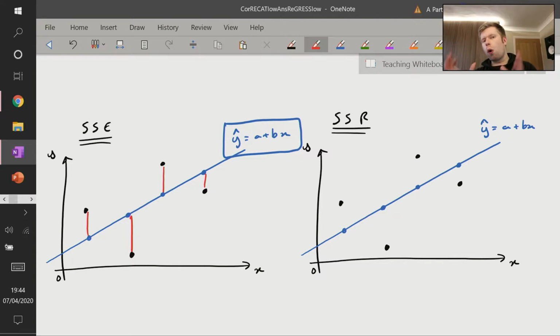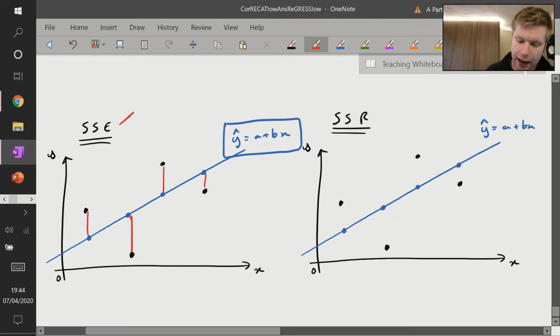And we can quantify the error in three different ways. If we want a really good regression line, we should look at these three different quantities and see how good our regression line actually is. The first way that we've already looked at is the sum of the squares error, or SSE for short.